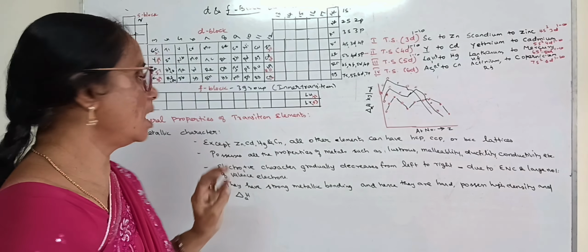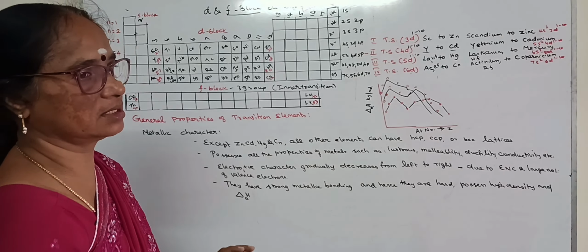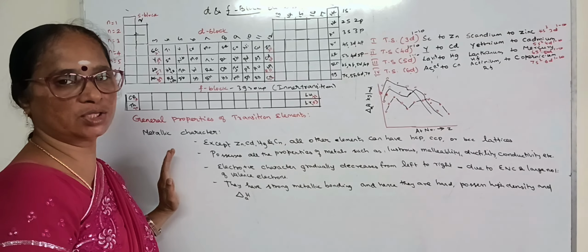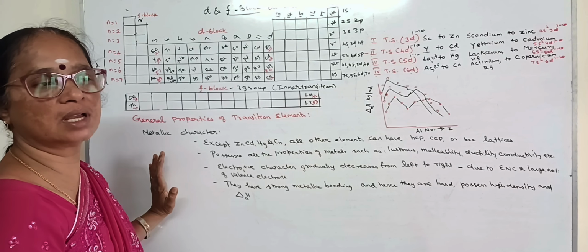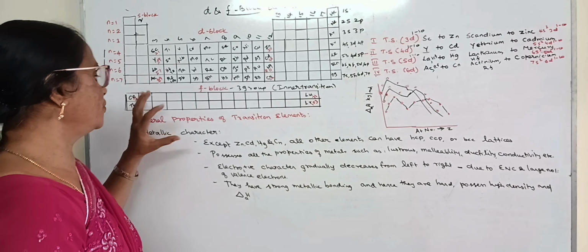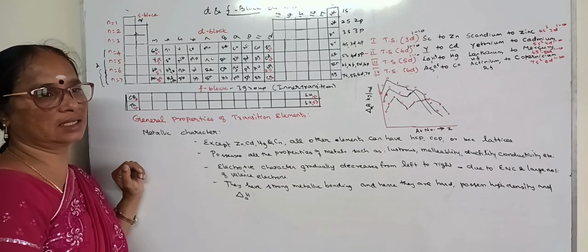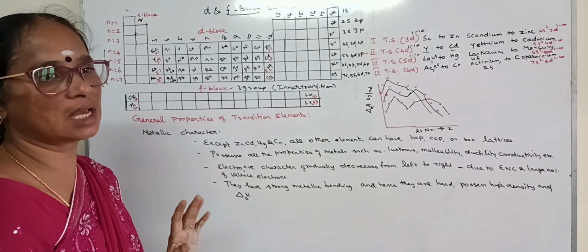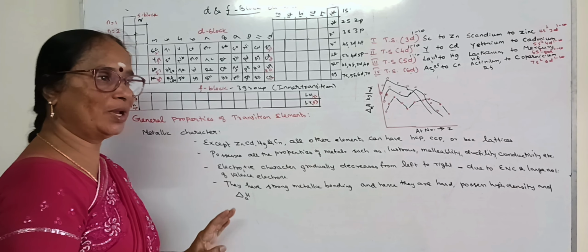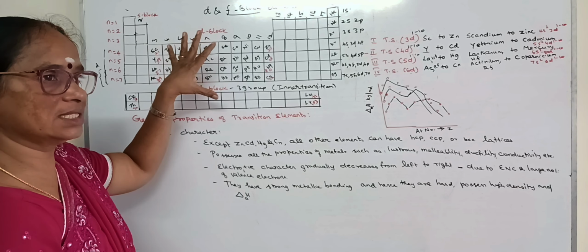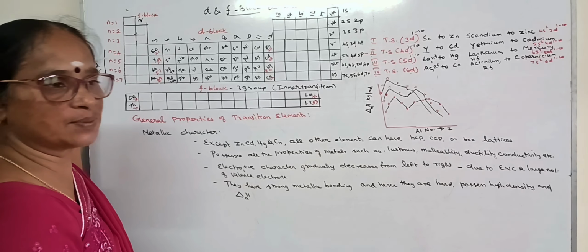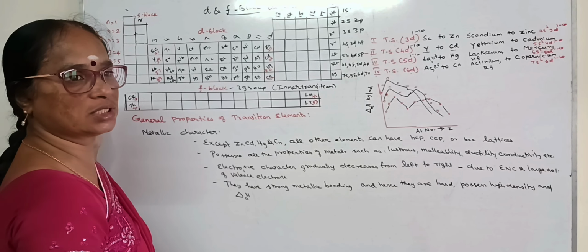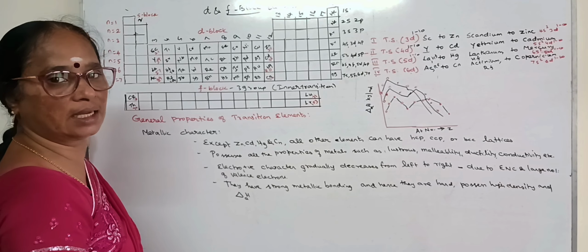General properties of transition elements. Hereafter we are going to discuss all the general characteristic properties of transition elements. The first property is metallic character. We said the d block elements are metals, but actually the metallic nature of these elements is lower than that of s block elements. S block elements are strongly electropositive as well as the most metallic in nature.